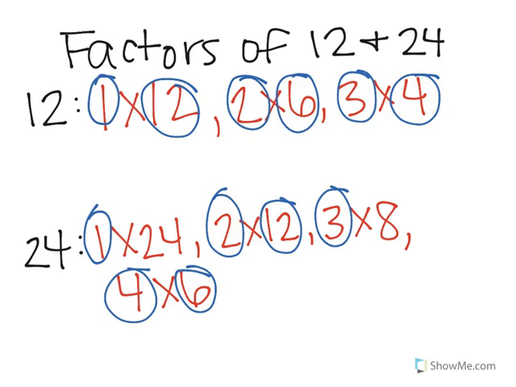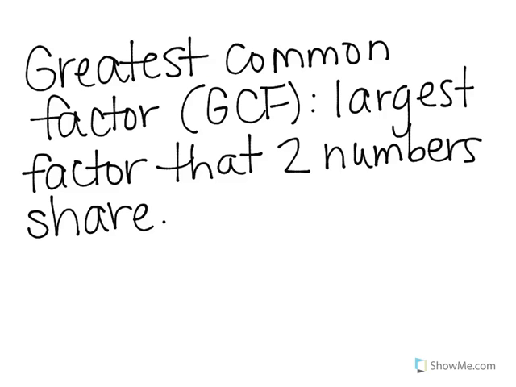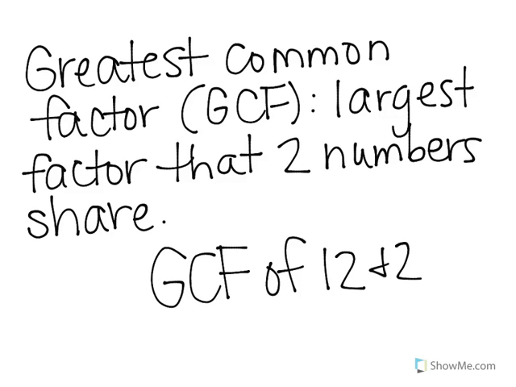Then I'm going to go back and look at these numbers and see which one is the largest number. Well, 1 is small, 2 is small, 6 is bigger than 3, and it looks like 12. So I'm going to put a big square around that. 12 is the largest factor that they share. So when I look at this, I would say that the GCF, or greatest common factor, of 12 and 24 is 12. That's the largest number that they share.